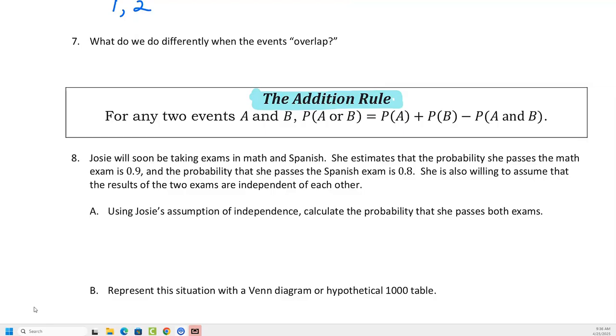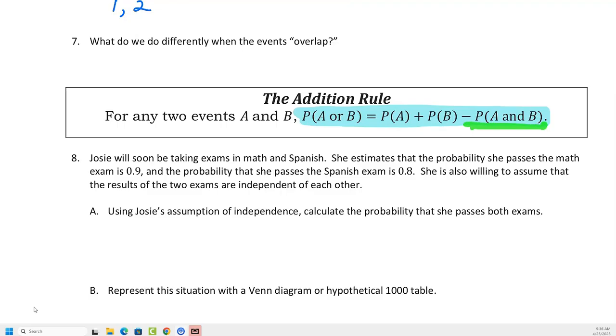So the addition rule says for any events A and B where you're trying to find the probability of A or B, you would add the probability of A plus the probability of B, which we would expect. And then remember, if they overlap, you have to subtract where they overlap because it's represented twice. So you just have to subtract one of them. That's why here you subtract the probability of A and B occurring.